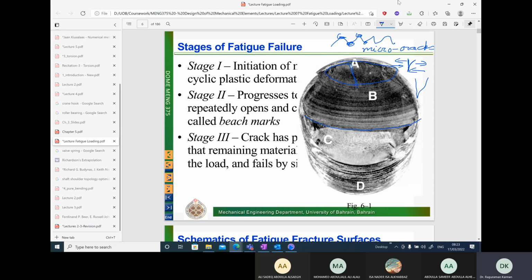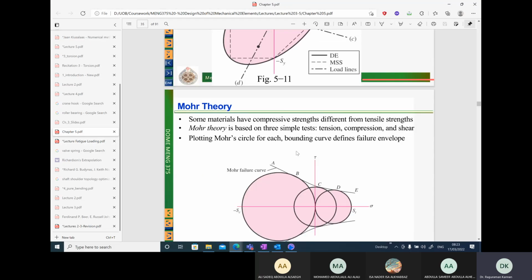We saw that whenever there is a crack present in linear elastic fracture mechanics, whenever there is a crack present in the material, then the material fractures at a stress value much below the yield stress value. Okay, let's try to recall here.